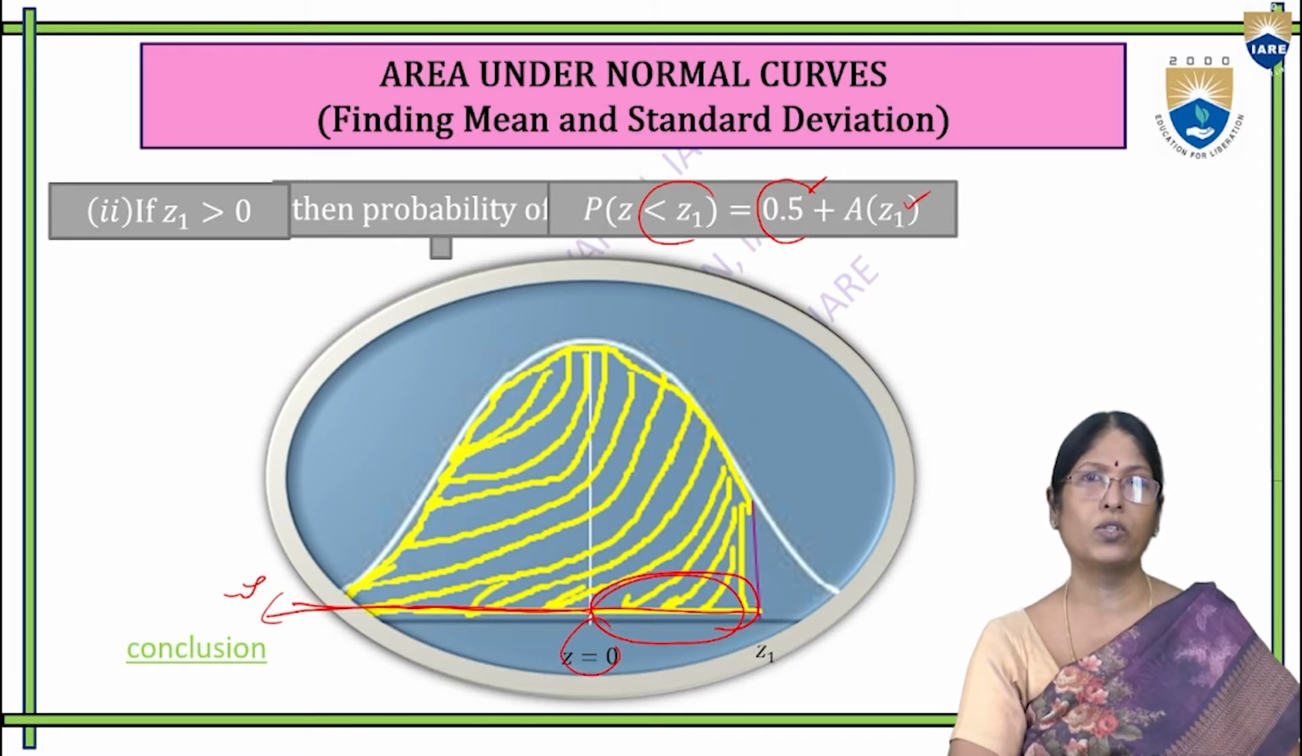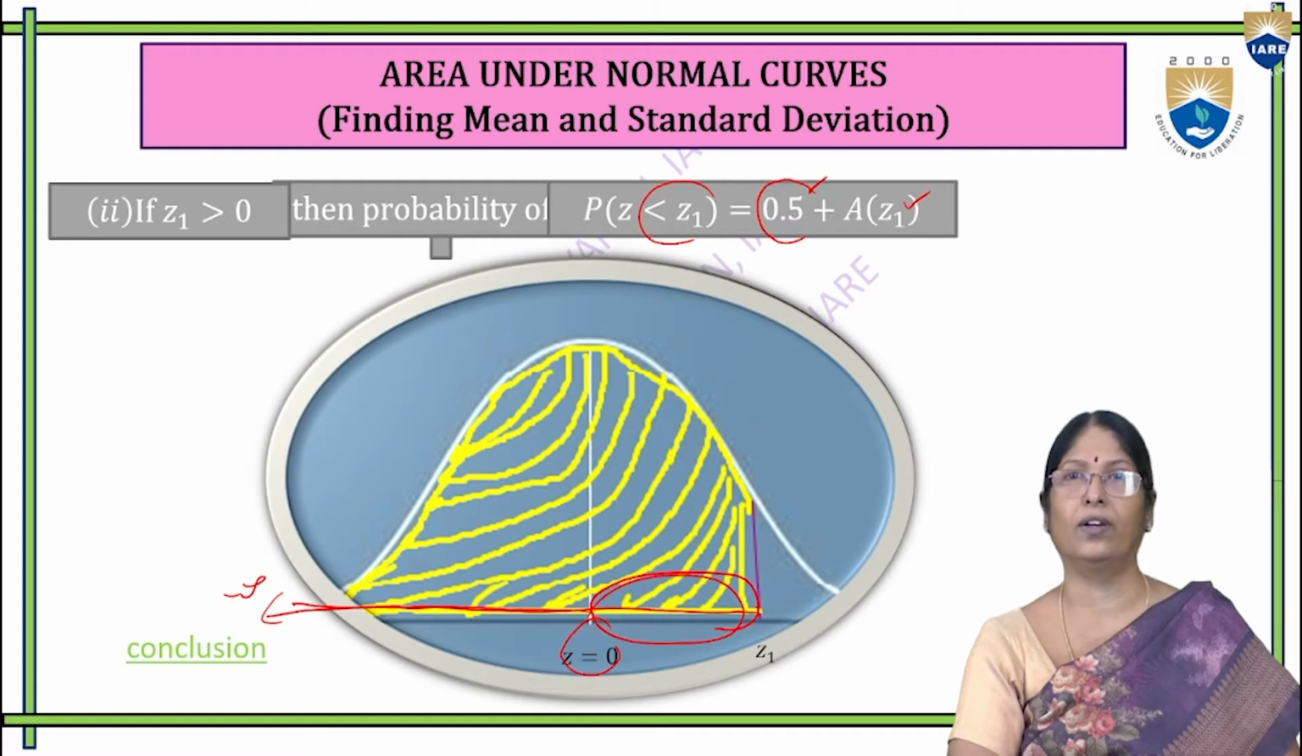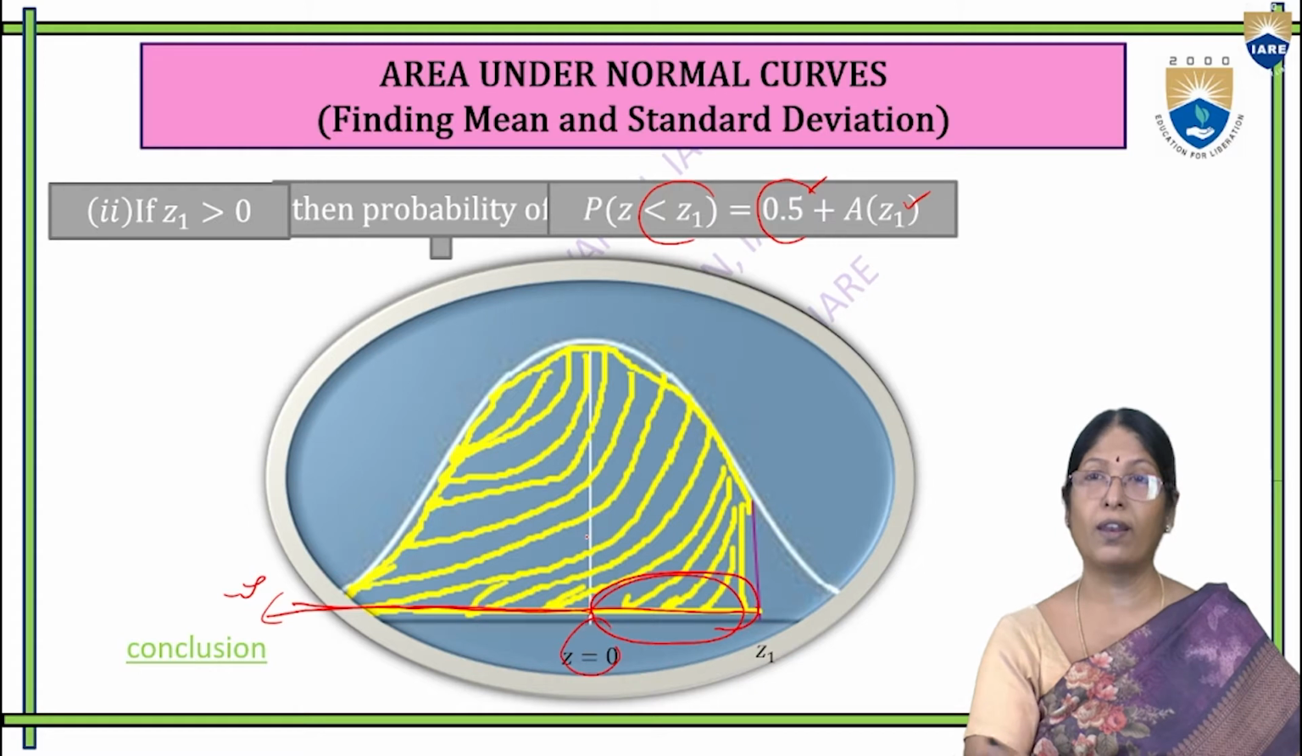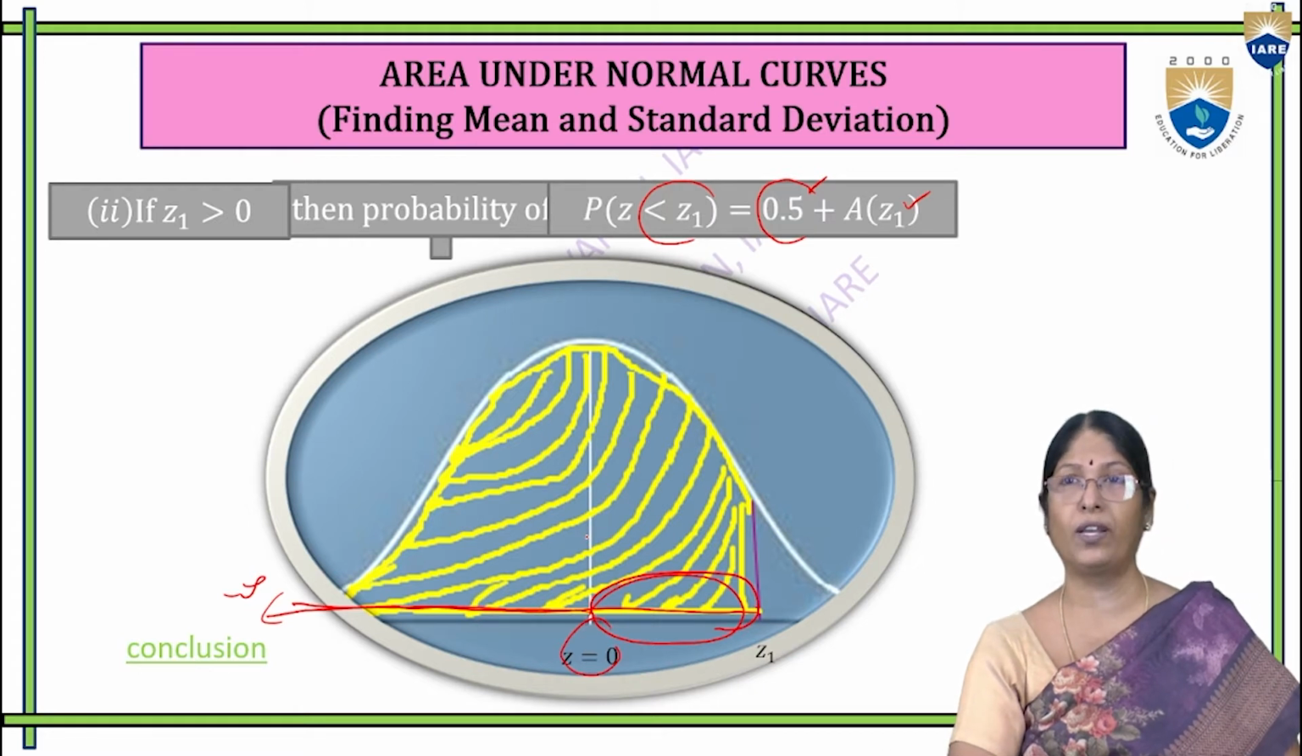Very simple concept. If it is greater than, the symbol is dominating in the question, it is right to the point; less than is left to the point. If you understand this simple concept, we can easily draw the normal curves. And one more point, the total probability is 1. So on both sides of the vertical line there is an equal area, that is 0.5 and 0.5.